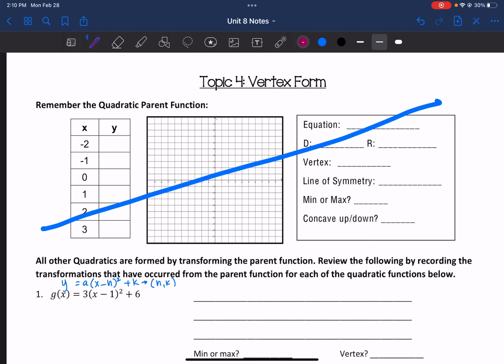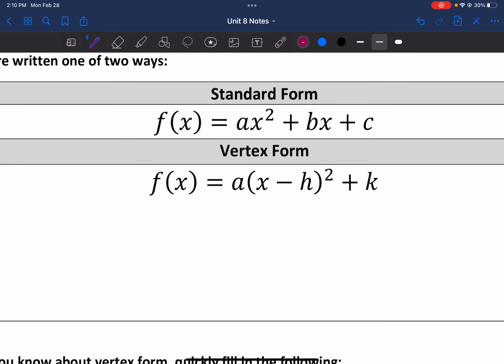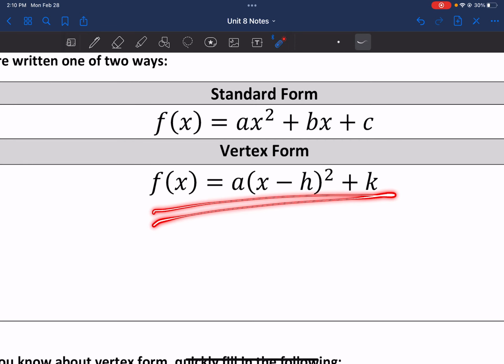Okay, this is the topic for vertex form. All right, so here's your video going over vertex form. Just a reminder, this is what vertex form is. I've briefly gone over it, but this right here is vertex form.